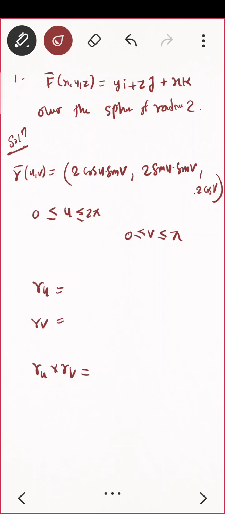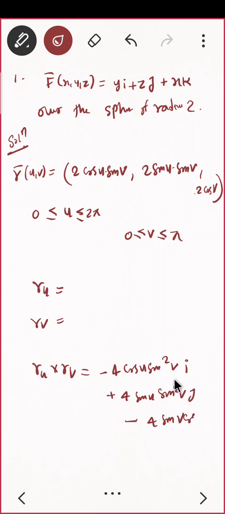You know how to find ru? That is partial differentiation with respect to u. Even if you look at the previous question, maybe we have done this part. ru rv. Maybe I'll just directly write it: it is minus 4 cos u sin square v i plus 4 sin u sin square v j minus 4 sin v cos v.